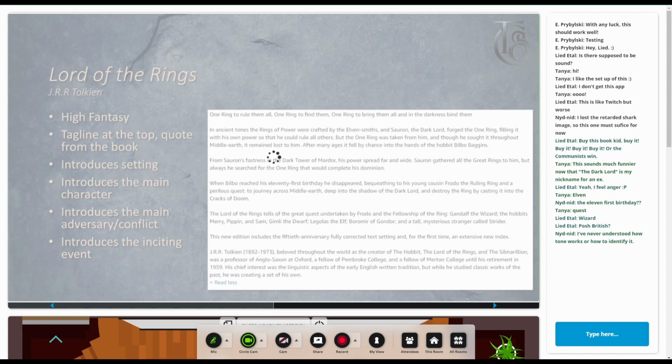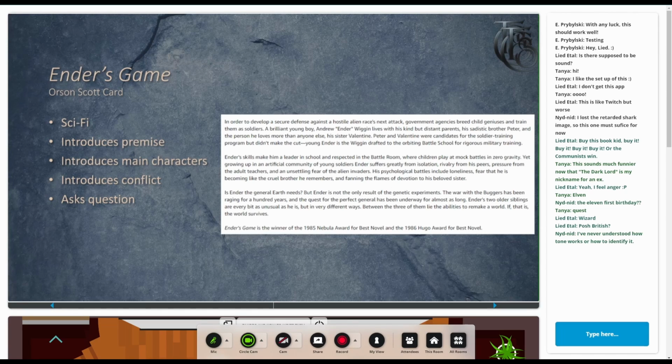Next, we are going to look at another blurb. This one is for Ender's Game, which is a very well-known sci-fi.